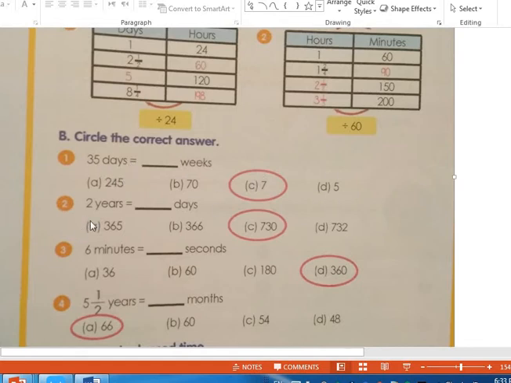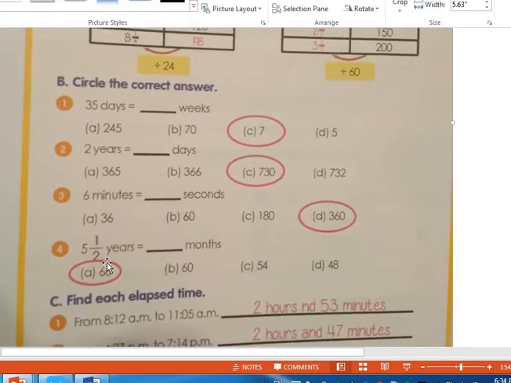2 years equals how many days? So I will say 365 times 2, or 365 plus 365, it will give me 730. 6 minutes equal how many seconds? 6 times 60 will give you 360.